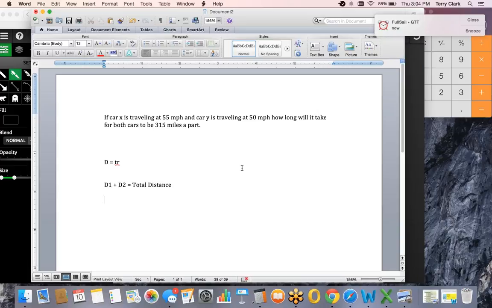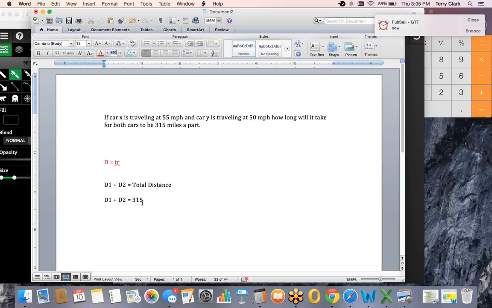So one car is going to cover a certain distance, and the other car is going to cover a certain distance. Then when you add the two distances together, I know it's going to equal 315 because that's the total distance. And now I'm just going to fill in the information that I know. I don't know what the first car's distance is, and I don't know what the second car's distance is. So let me highlight it. I'm going to go to this equation right here, and I'm going to take out all the D's and put in TR's for them.